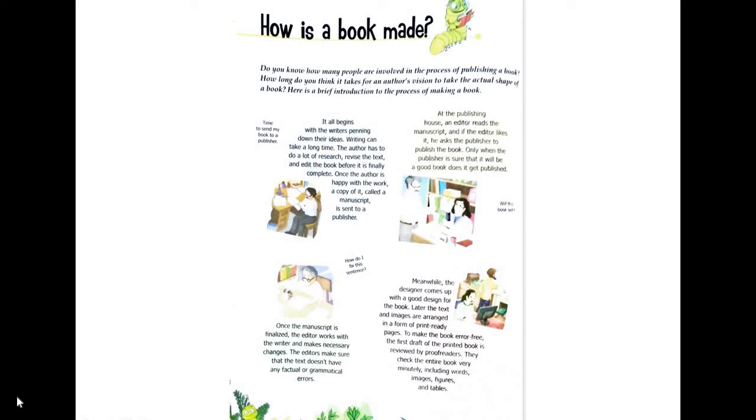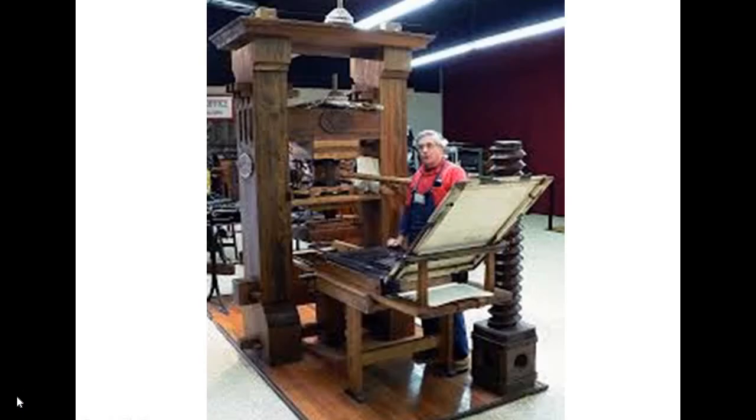To make the book error free, the first draft of the printed book is reviewed by proofreaders. Once the book is printed, the very first printed book is again given for proofreading. Again, the readers read it and check whether there is any mistake or error or not. They check the entire book very minutely, including words, images, figures, tables, everything. They check each and everything whether it is going along with the content or not.